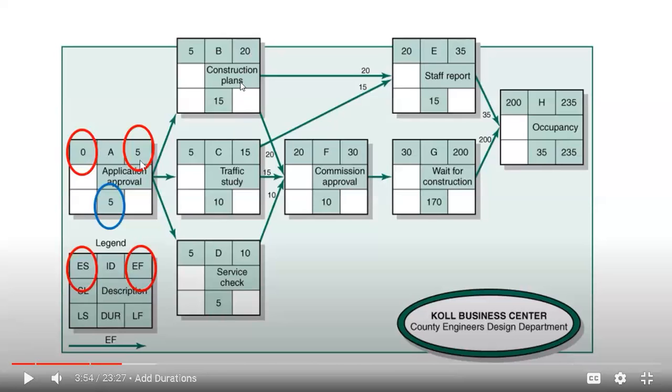What they usually do is carry over the highest early finish to the activity. So this is 20 right here, and this is 15. We couldn't carry over 15 over here. We have to carry 20 because 20 is the highest one.